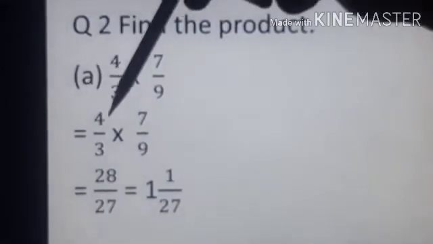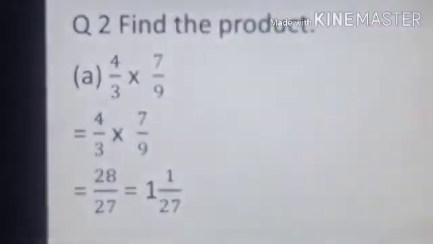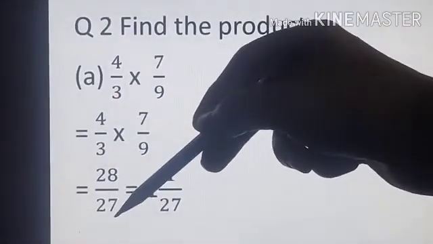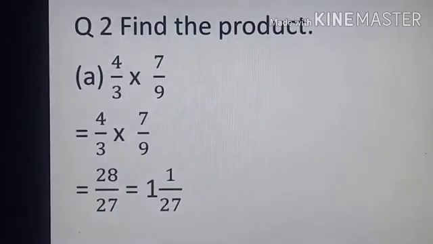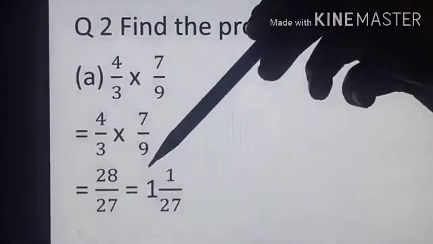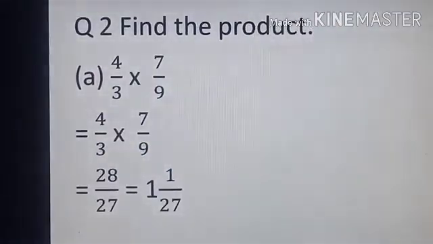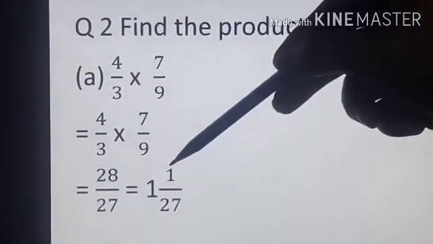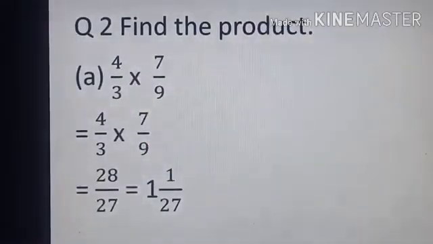We will multiply. 4 sevens are 28, 3 nines are 27. 28 when divided by 27, orally you can find out 27 ones are 27, then the remainder will be 1. So this whole improper fraction will change into 1 whole 1 upon 27. You can check your answer also. Check it. 27 ones are 27 plus 1, 28. 28 upon 27. Yes, correct? Right?